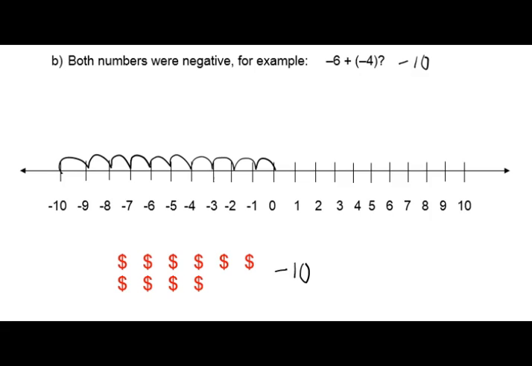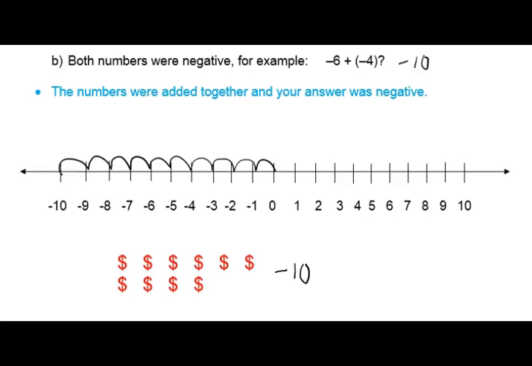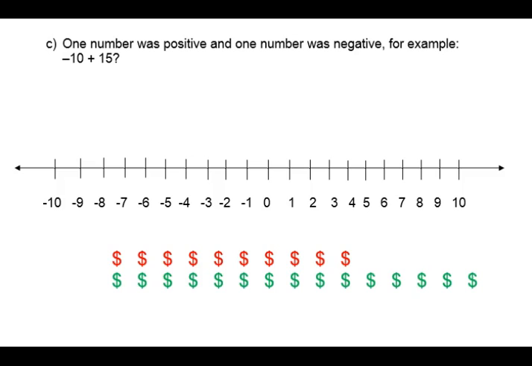So what was the pattern in this example? The pattern was that the numbers were added together and your answer was negative. It was negative this time because we only had negative numbers we were working with in this problem, negative 6 and negative 4. What if one number was positive and one number was negative?